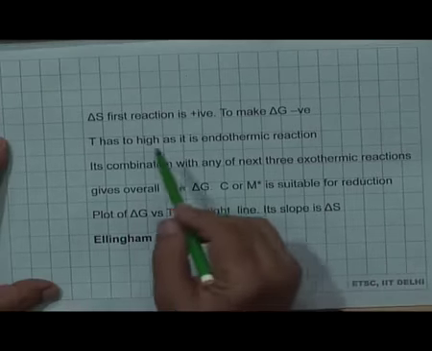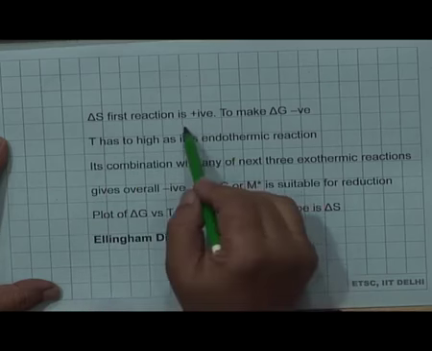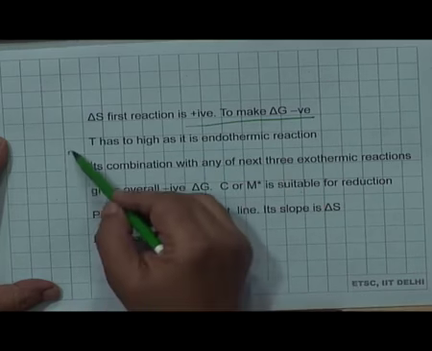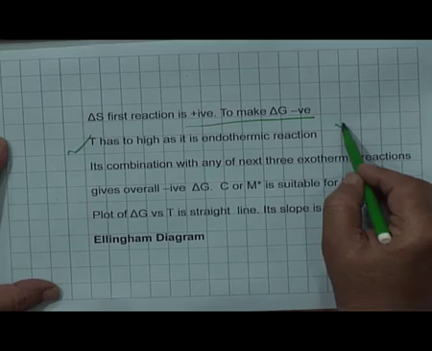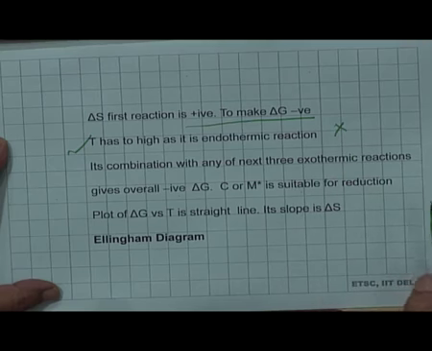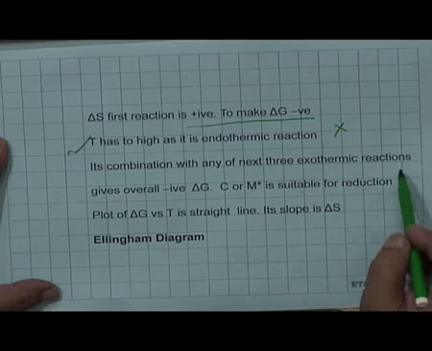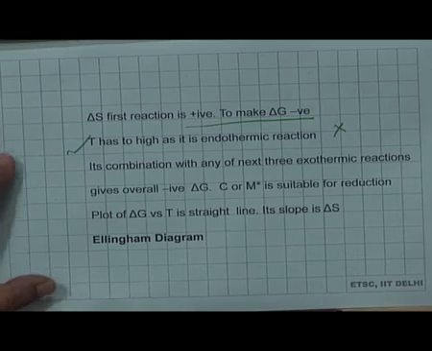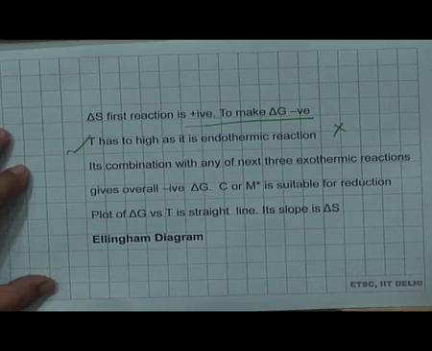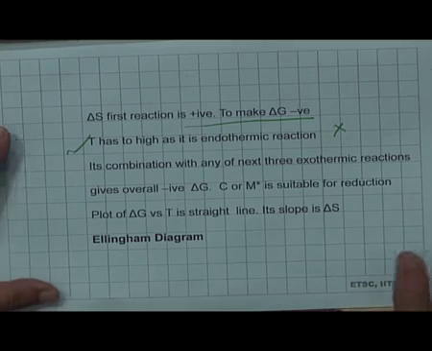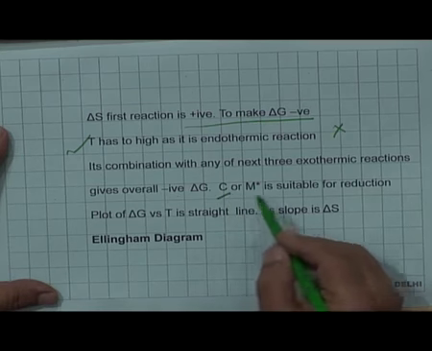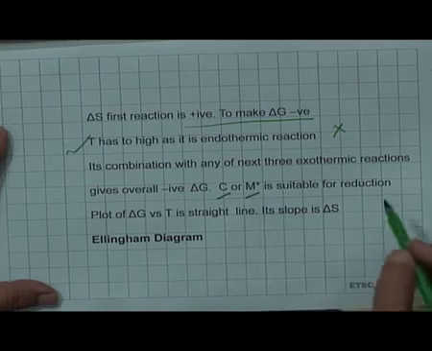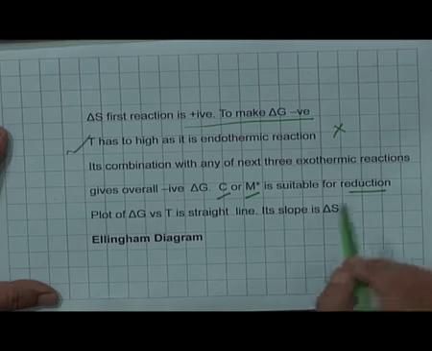So, this is what basically delta S does. You cannot make the temperature of an endothermic reaction too high. So, its contribution with any of these reactions can make overall delta G negative. So, carbon may be suitable, metal may be suitable for reduction.